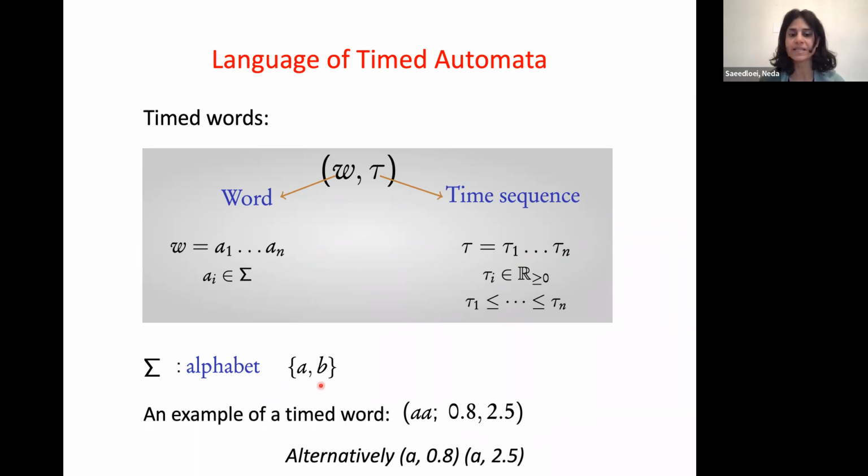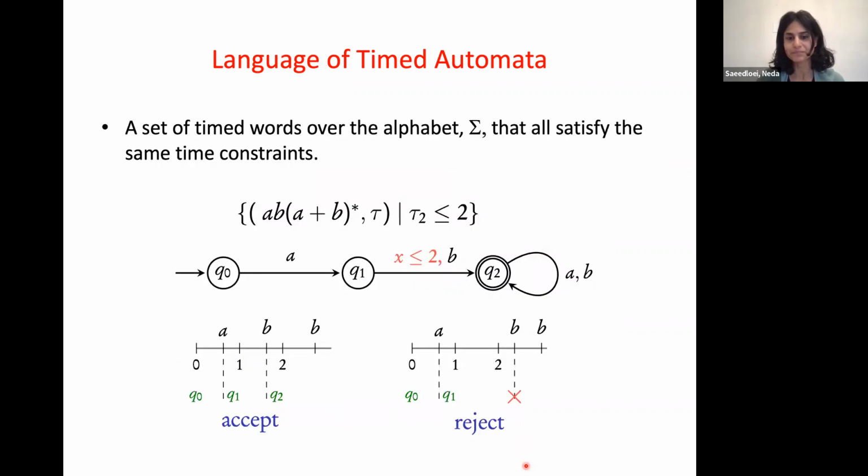For example, if my alphabet is A and B, an example of a timed word would be AA with times 0.8, 2.5. What does it mean? It means that this automaton accepts a string AA, where the first A occurs at time 0.8 and the second A appears at time 2.5. Equivalently, we could represent this by a sequence of pairs like (A, 0.8), (A, 2.5). Both of them are used. I personally prefer the second one.